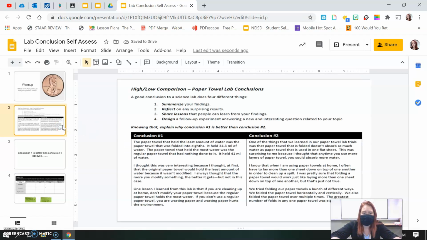So you could look back here. Does conclusion 1 have data? And then you see it does have a summary of the data. It tells you 41 milliliters of water. But conclusion 2 doesn't mention anything about the data. So go ahead and read over both of these and find out why conclusion 1 is better. It has more of these things. So explain which of these does conclusion 1 have that conclusion 2 does not.